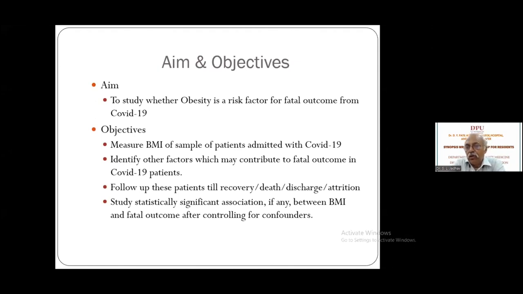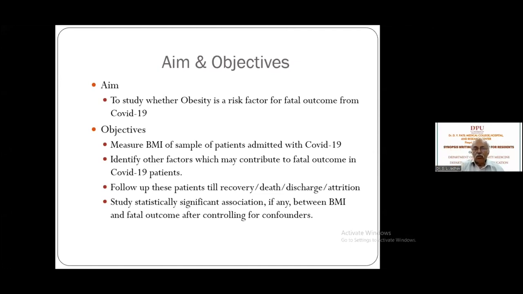This is my aim. What is the difference between aims and objectives? Aim is the overall goalpost. My goalpost is to see whether vitamin D predicts the fatality. Objectives are how you reach the goalpost. You have a football, you have different players who take the ball to the goal. So objectives are the steps by which I would reach that goal.